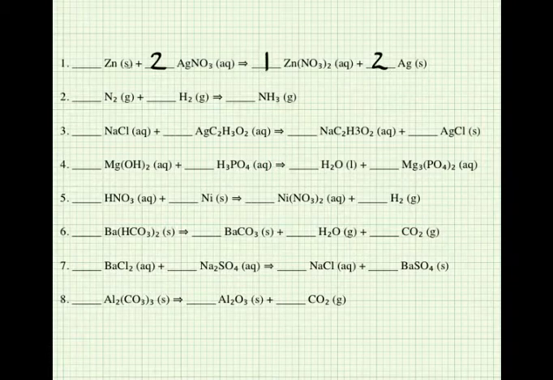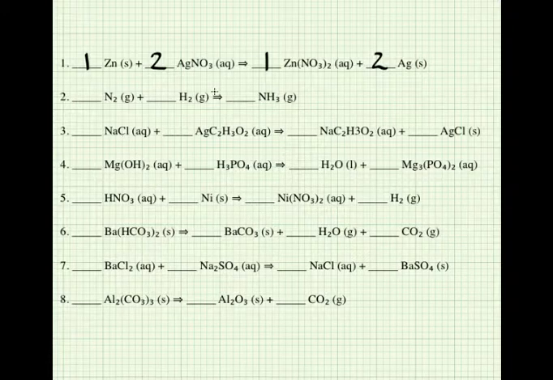And then let's put a 1 here and a 1 here because that doesn't change. Now count real quick. I've got 1 zinc on the left, I've got 1 zinc on the right. 2 silvers on the left, 2 silvers on the right. 2 nitrates on the left, and then I've got 2 nitrates on the right. All right, let's try the next one.